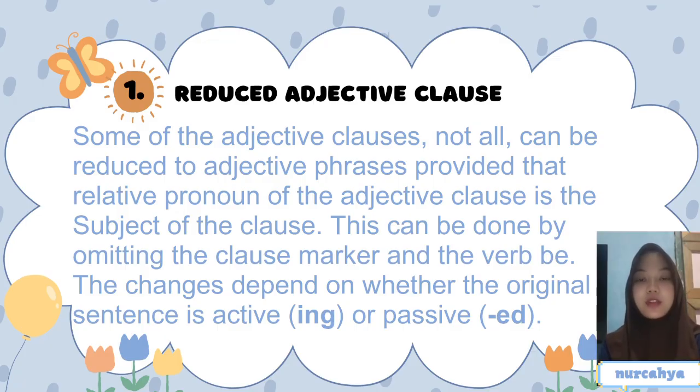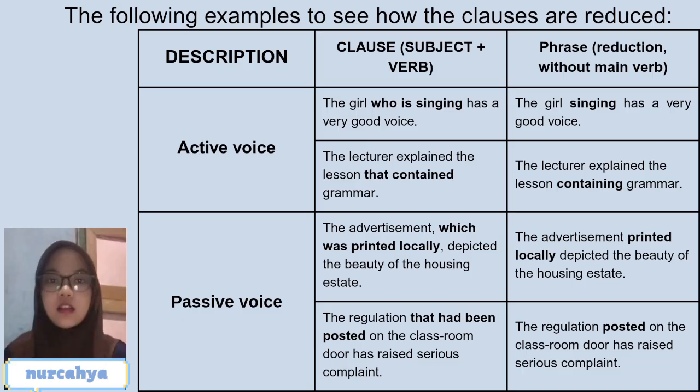Some adjective clauses, not all, can be reduced to adjective phrases, provided that the relative pronoun of the adjective clause is the subject of the clause. This can be done by omitting the clause marker and the verb be. The change depends on whether the original sentence is active (-ing) or passive (-ed). The following examples show how the clauses are reduced.